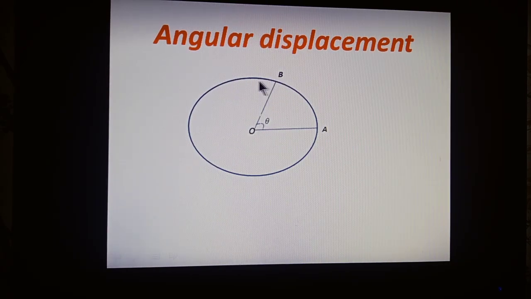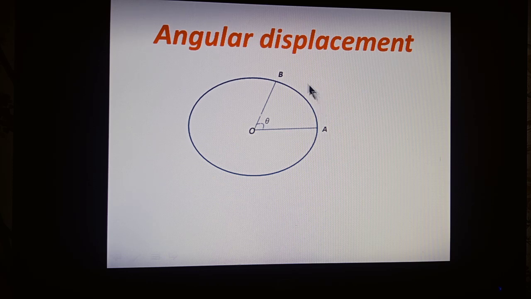If a body is moving in a circular path, at some time it is at point A such that OA is its position vector from the center of the circle, and after some time it is at point B such that OB is its new position vector. Now the angle between these two position vectors is called angular displacement. It is denoted by theta.